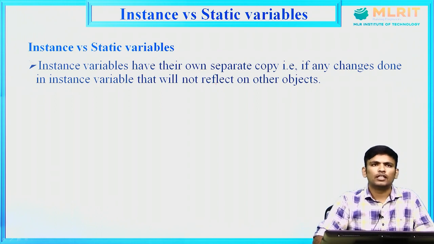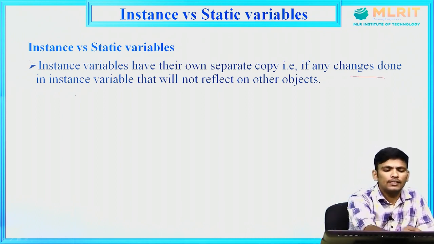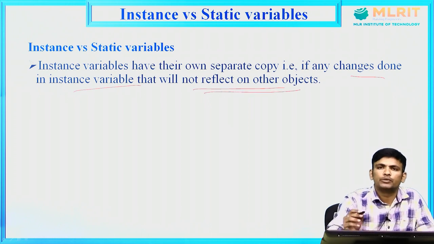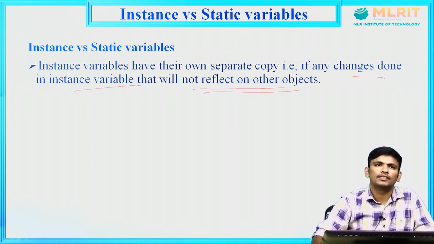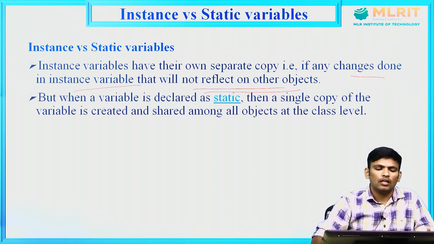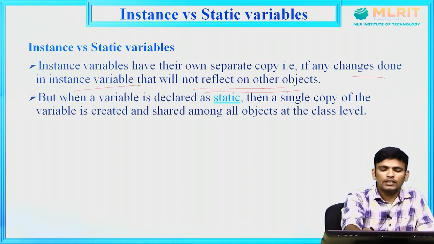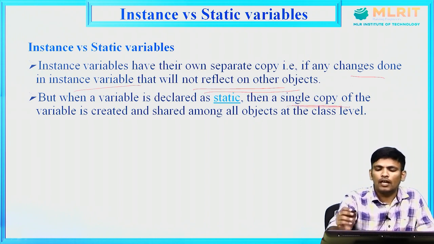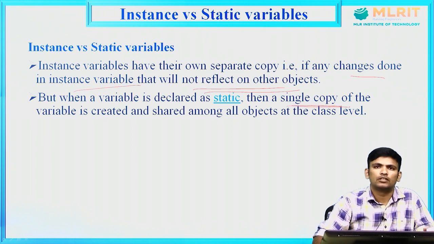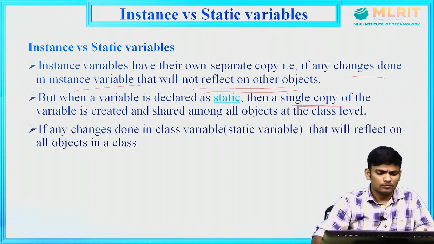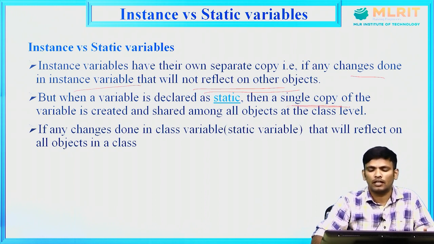As we know, instance variables have their own separate copy in the physical memory. If any changes are done in an instance variable, that will not reflect on other objects. This point was already covered in the instance variables concept. And in a static variable, it will maintain a single copy for all objects. Means, if any changes are done in the static variable, that will be reflected on all objects in that class. Okay. So, I will explain this point programmatically now.